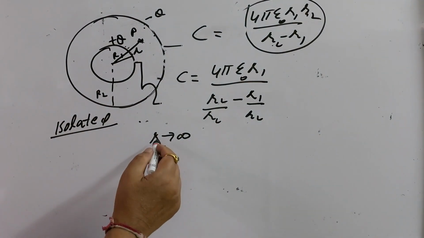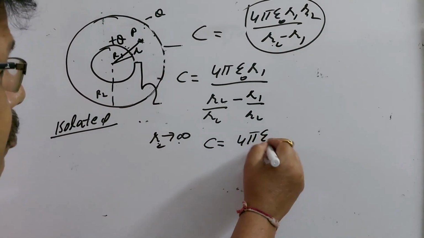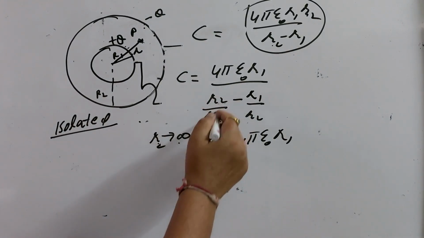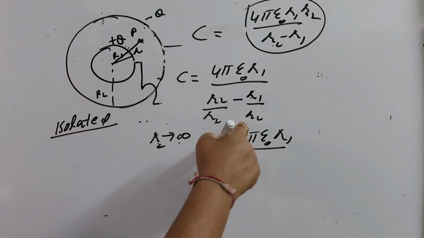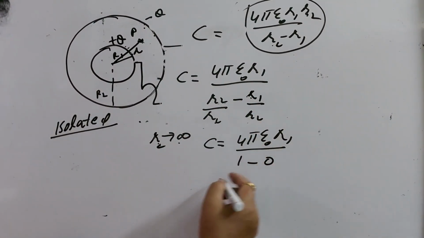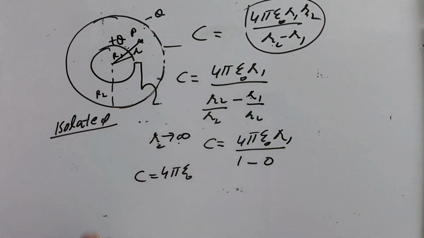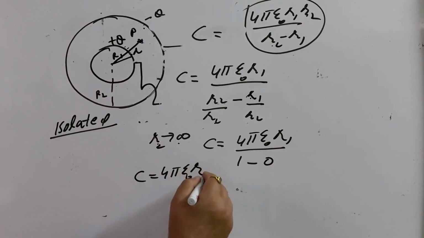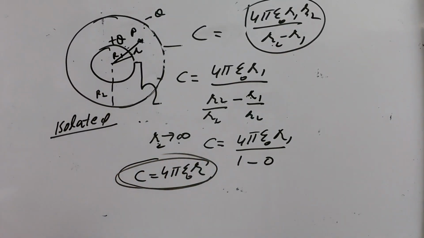So if I make this r2 approach infinity, this C will be equal to 4 pi epsilon naught r1, and r2 by r2 is 1, and this r1 by r2, because r2 approaches infinity, will be equal to 0. So C is equal to 4 pi epsilon naught r1, and if we say the sphere has radius R, then this is equal to R. So the capacitance of this isolated sphere is 4 pi epsilon naught R. So this is the capacitance of an isolated sphere. Thank you.